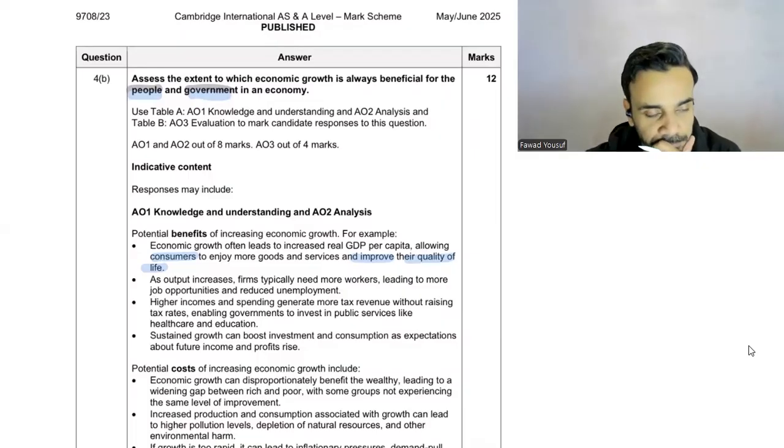But government spending benefits people. So which would that go into?